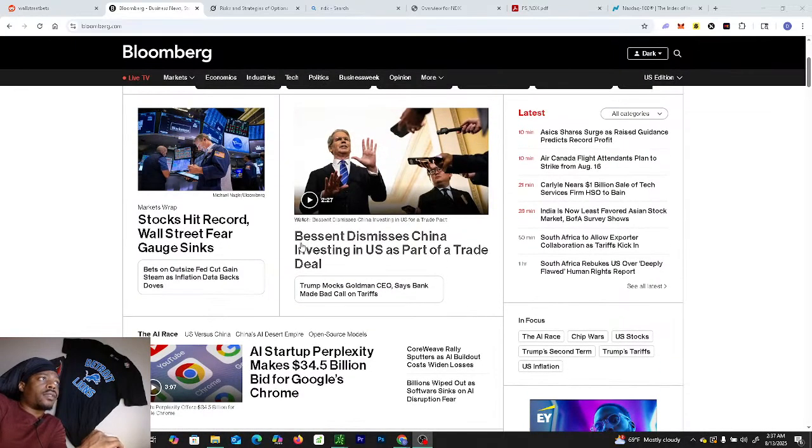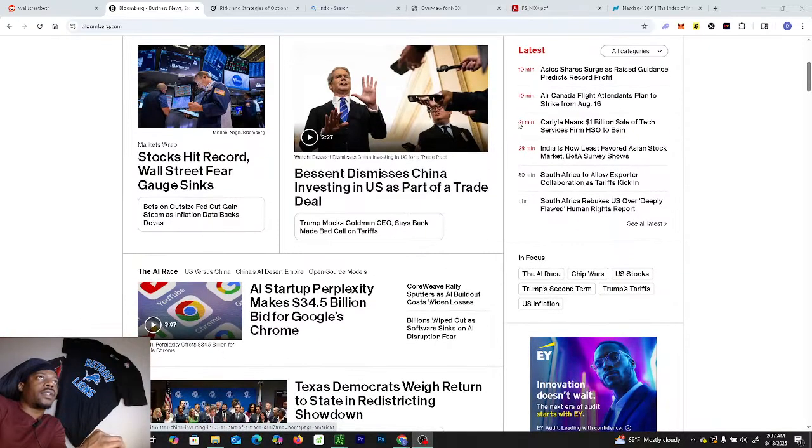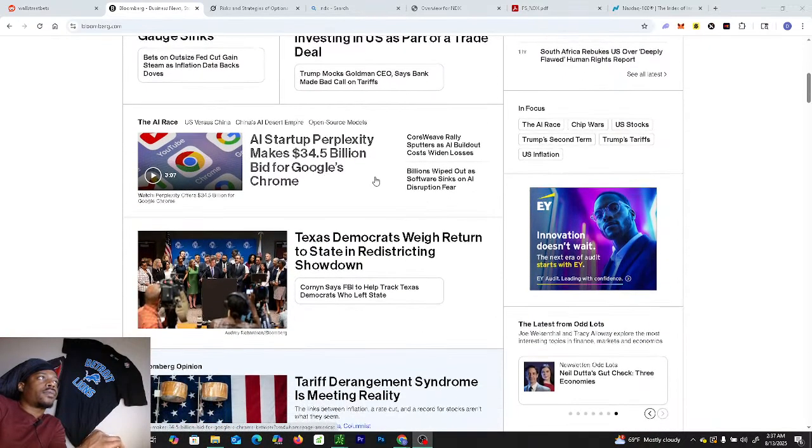Let's see what's going on. Vincent dismisses China investing in the U.S. as part of a trade deal. Okay. Oh, AI startup Perplexity makes a 34 billion bid for Google Chrome. Now, this company is known to make big, outlandish bids.